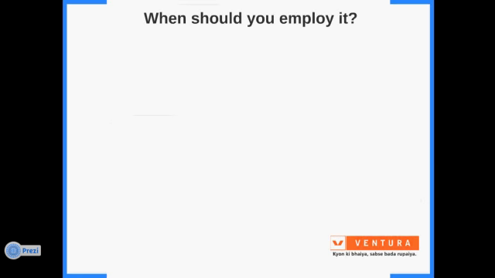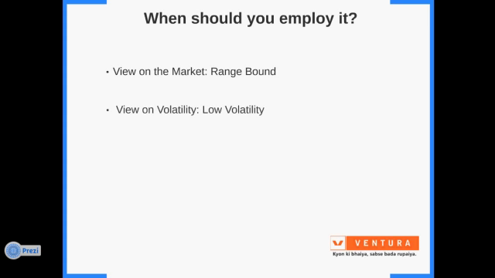Now, when should you employ a short strangle? The most essential condition for this strategy to deliver gains is that the market must remain range bound. That is, more or less steady. It is ideal for a market in which volatility is low and stocks and indices are not moving much.